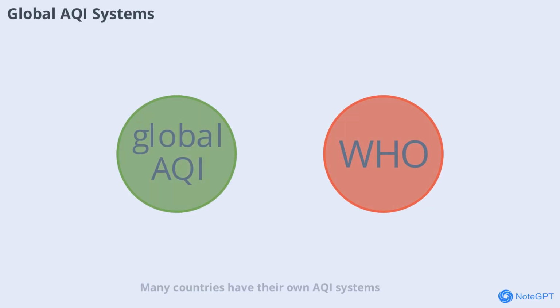Many countries have their own AQI systems, but the basic principles are similar worldwide. International organizations like the World Health Organization provide guidelines to help standardize air quality reporting. Comparing AQI data from different countries helps identify global trends and share best practices. This international cooperation is important for tackling air pollution on a global scale.